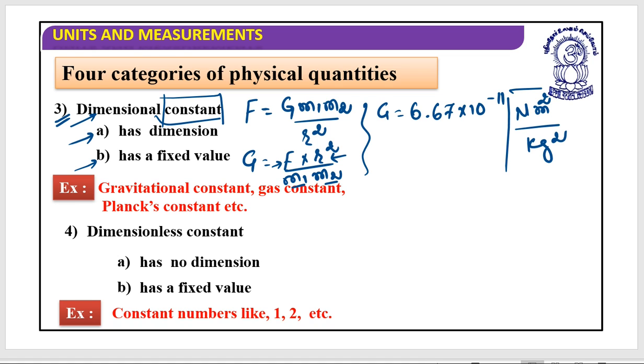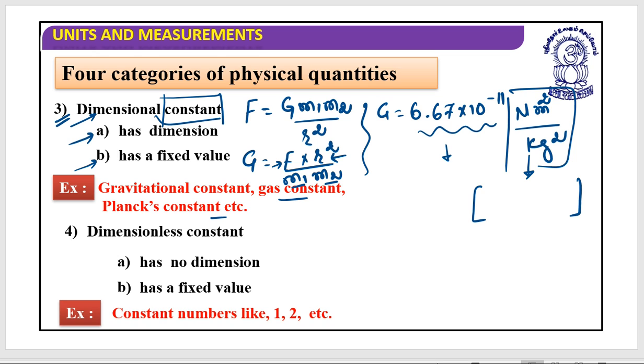This is its unit, and you can find out the dimension of this with the help of Newton into meter square divided by kg square. This value is fixed, that's why it is called a constant. So this is a dimensional constant. In the same way, the gauge constant and Planck's constant are there. There are many others. When you go through the several units of physics, you will find more. But these are some examples.